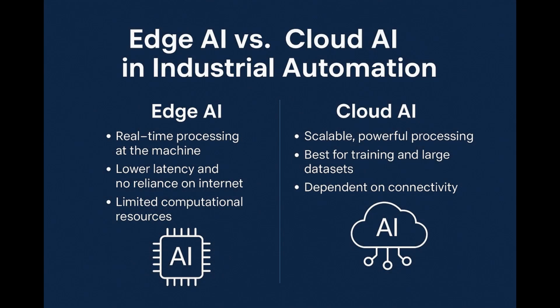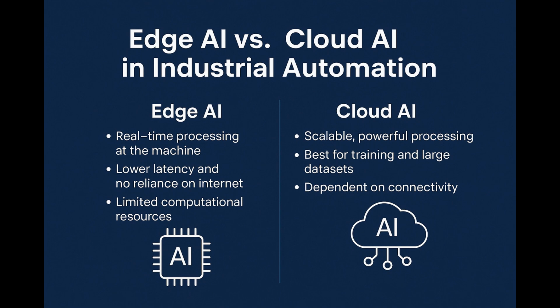When deploying AI in an industrial environment, one of the key architectural decisions you'll make is where the AI will run: at the edge or in the cloud. Let's start with Edge AI. This means running AI models directly on devices close to the machines like embedded controllers, industrial PCs, or gateways. The advantage? Low latency, real-time decision-making, and no dependency on internet connectivity. Edge AI is ideal for tasks like anomaly detection, quality inspection, or equipment monitoring where immediate responses are critical.